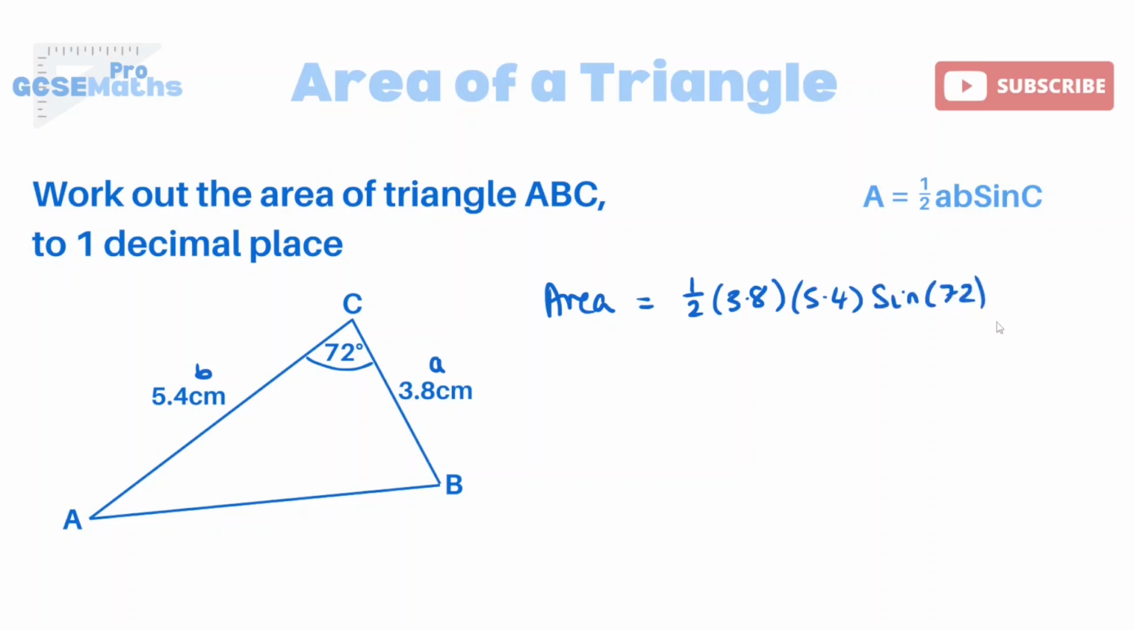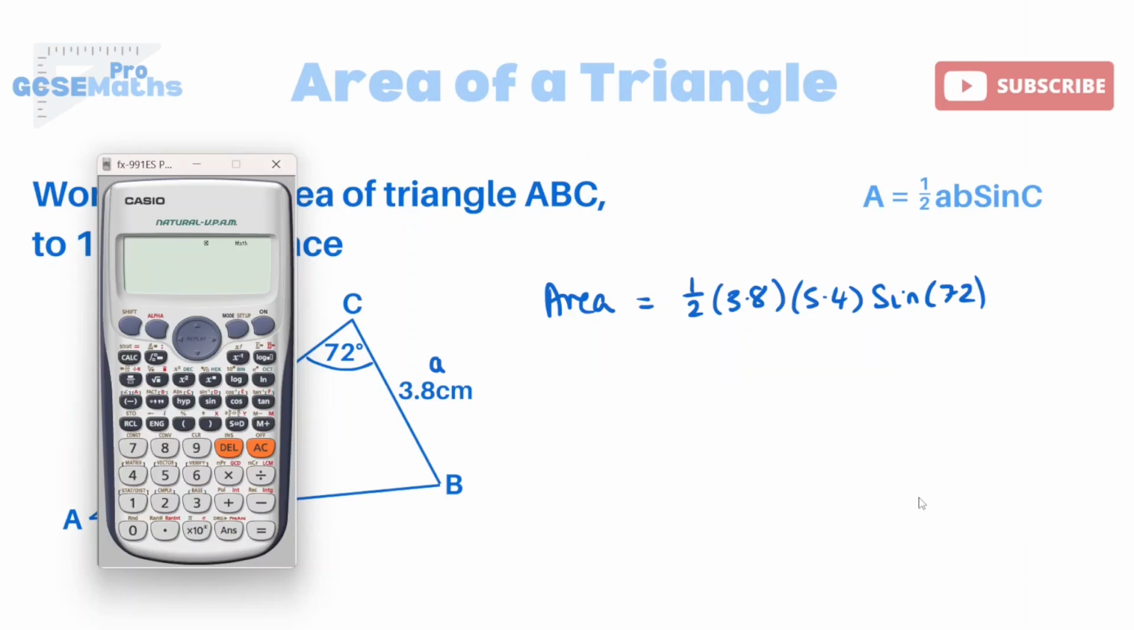Make sure to close all your brackets. Now you obviously will need a calculator for this one, but particularly your scientific calculator. Do not try and use your phone calculator because that will be a nightmare. So half, you can put it at 0.5 as well if you want, times 3.8 times 5.4 times sine of the angle 72, close the bracket, and there we go. We don't need to do anything, that is literally just the answer.